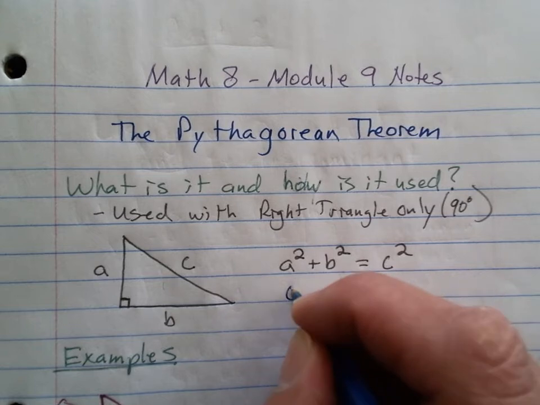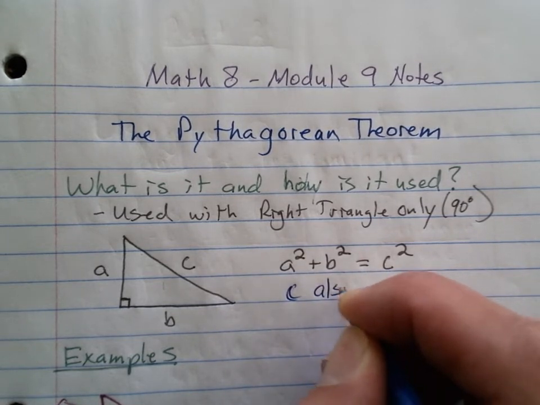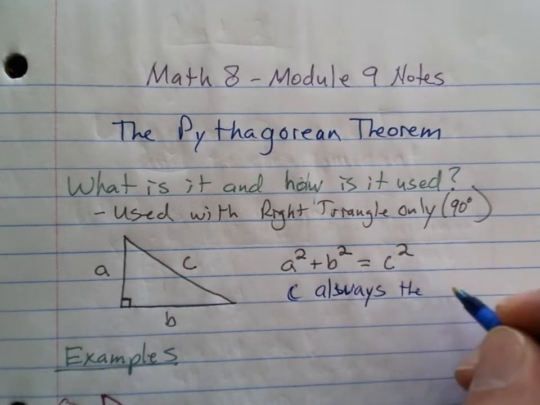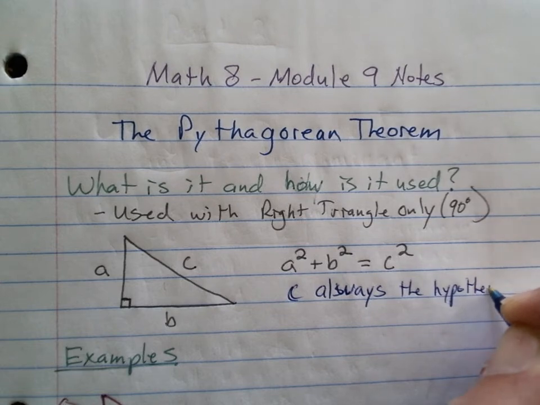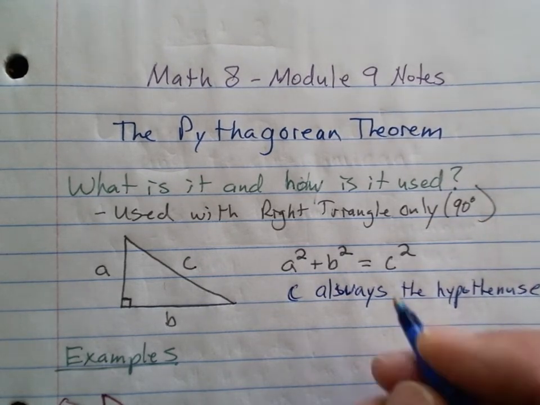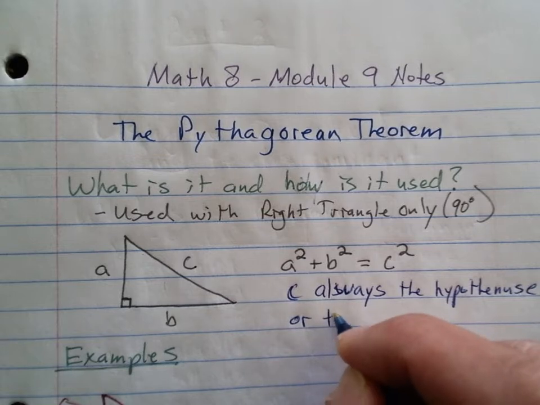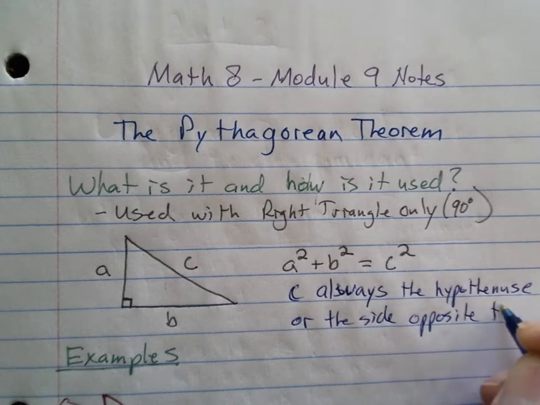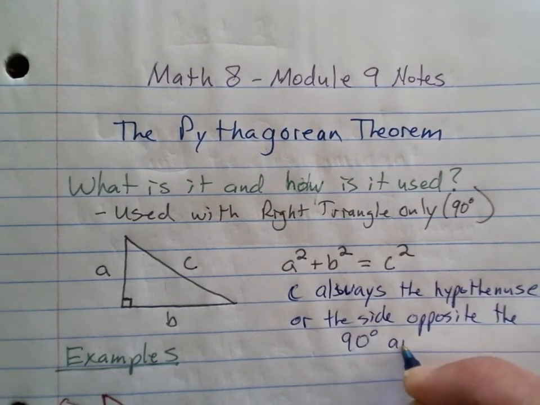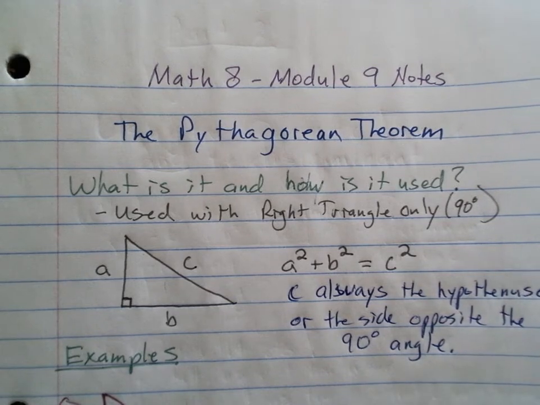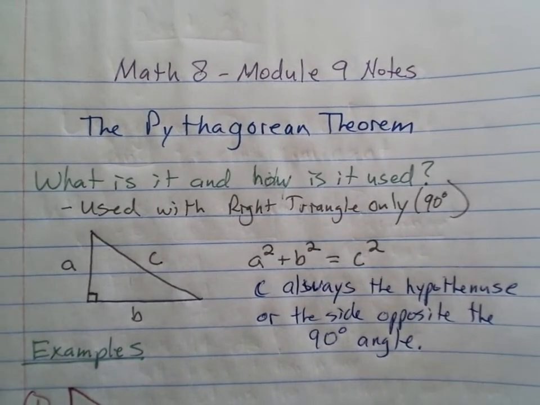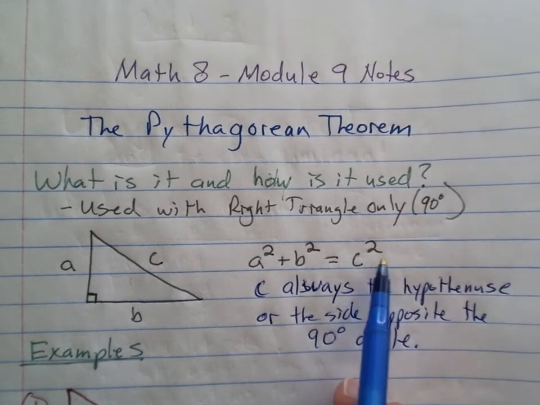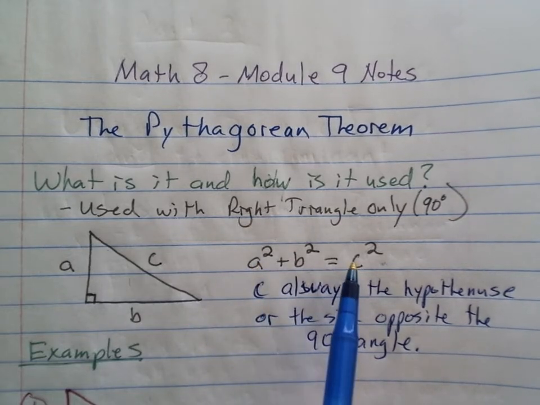So C is always the hypotenuse, it's a fun word, or the side opposite the 90-degree angle. Okay? That's always true. It has to be, otherwise it's not going to work. Okay? So the Pythagorean theorem always has to have the hypotenuse at this point in the theorem. Okay? So it's A squared plus B squared equals C squared.